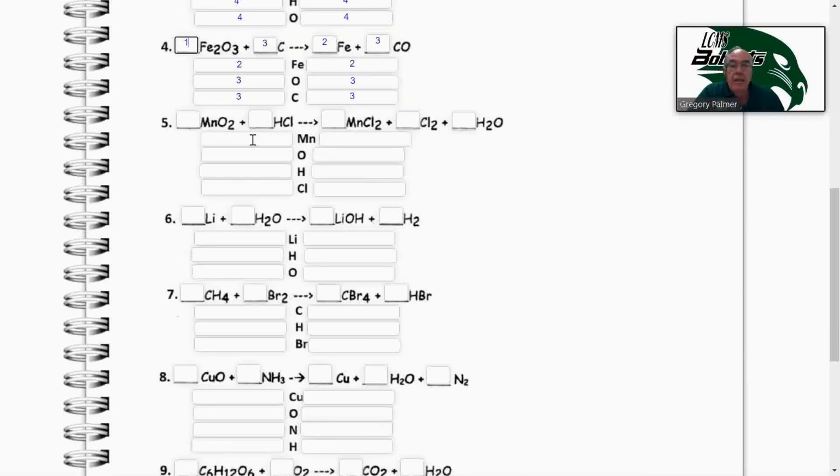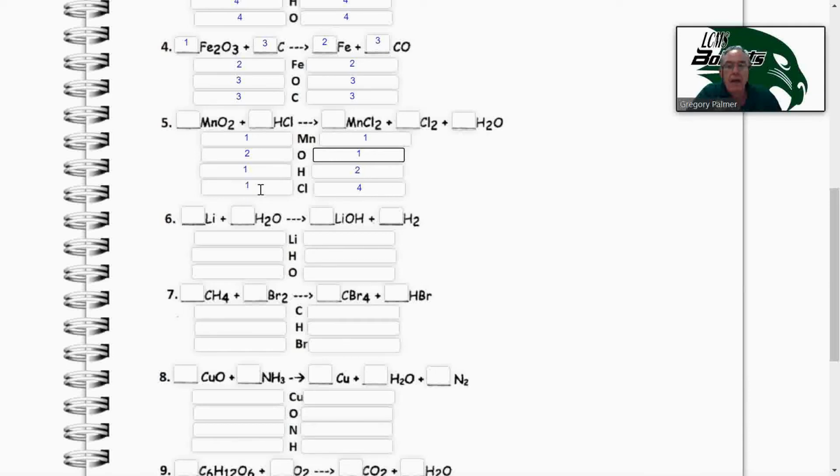Okay, in this manganese oxide, I have 1 manganese, 2 oxygens, and then in the HCl, there's 1 hydrogen and 1 chlorine. Over here, in this manganese chloride, I have 1, and I have 2 chlorines. Over here, 2 more chlorines, so that's 4. And then in the H2O, I have 2 hydrogens and 1 oxygen. So I'm going to start off with what's most out of balance.